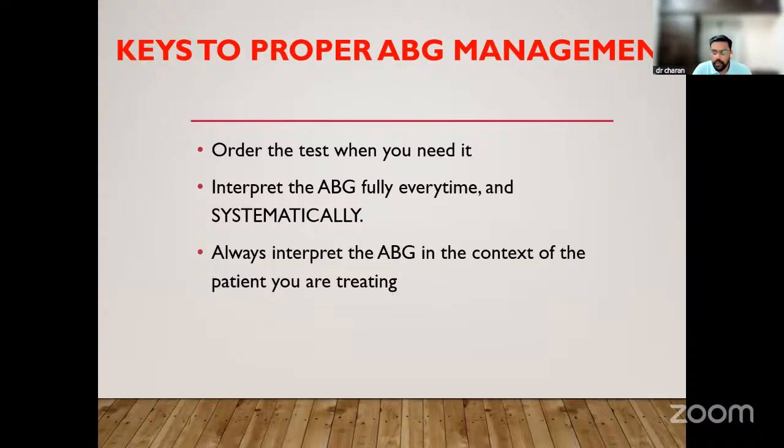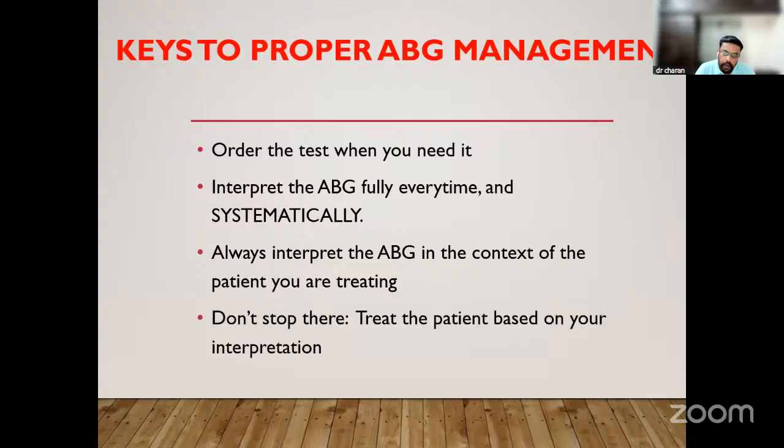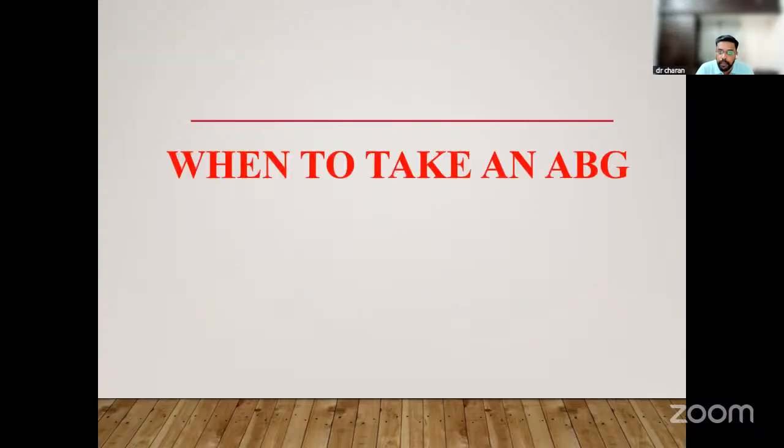You see the patient and then see the ABG, and whatever parameters you are getting from the ABG, whether it is correlating with the patient's clinical condition. That is very, very important. Based on that, treat the ABG. Don't stop there. Treat the patient based on your interpretation. Doing a test is not very important. Interpreting it appropriately and treating the patient appropriately based on your interpretation is going to be very, very important.